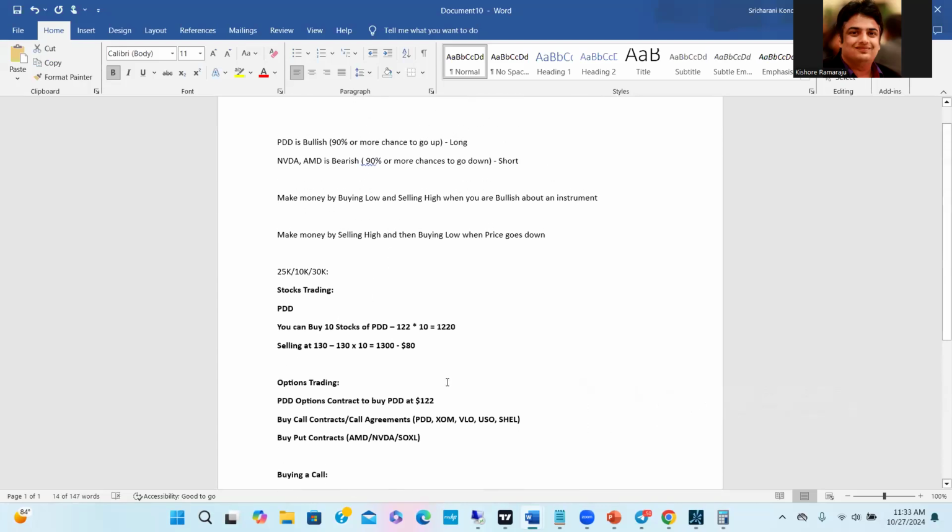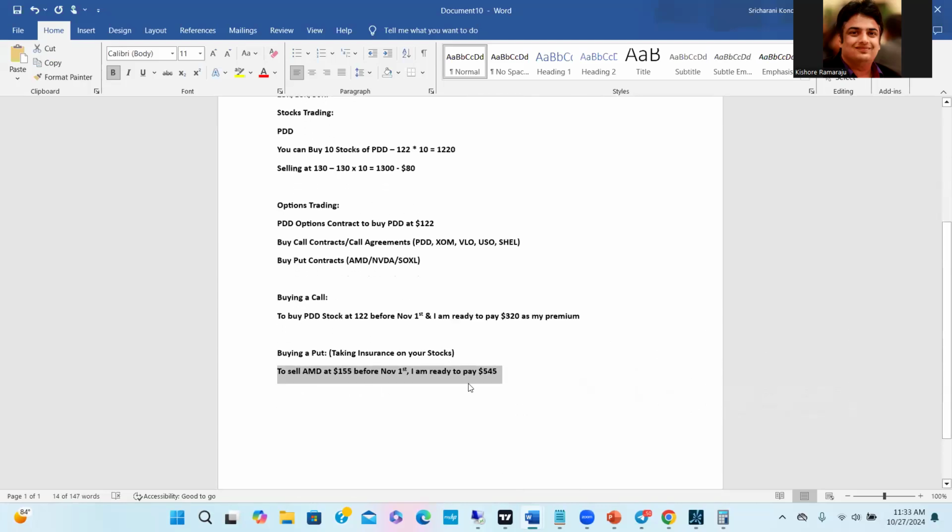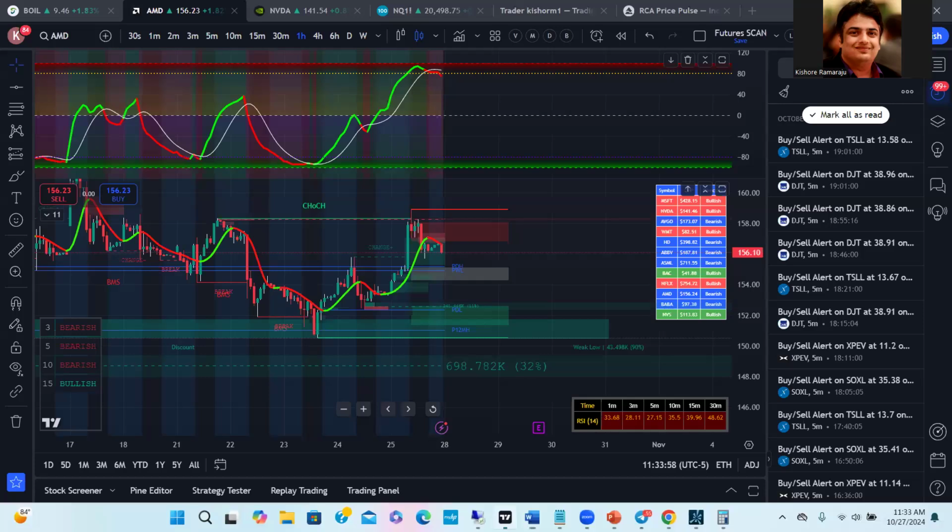Nvidia, AMD, SOXL, different things, you are bearish. And because you are bearish, you are looking at different indicators, or you see there are a lot of sell orders. You are confident that there is a 90% probability that AMD will drop. And when AMD drops, your put contract value will keep going up, right?